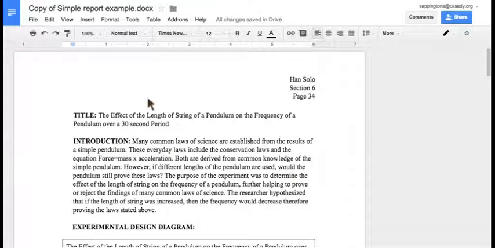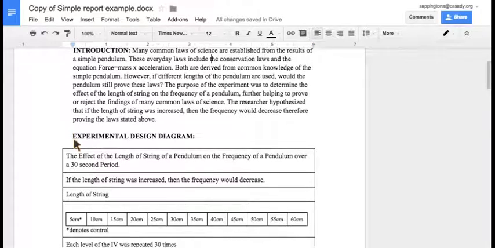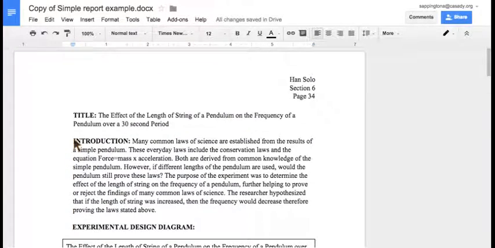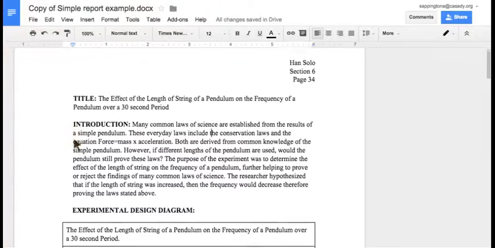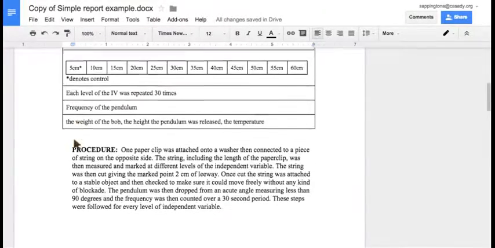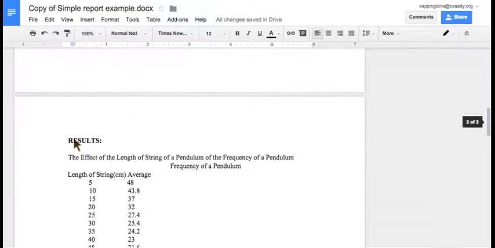All right, so here we are back on an example of a simple report. The first thing is you need to have your name, section, and page number in the upper right-hand corner, and they've done that. Then each part of the report is in all caps, meaning the title portion of the report is in all caps, and you can see that that is being done. They also need to be bold. They need to be followed by a colon. And if you go through all of these, you can see that these are all falling under those parameters.